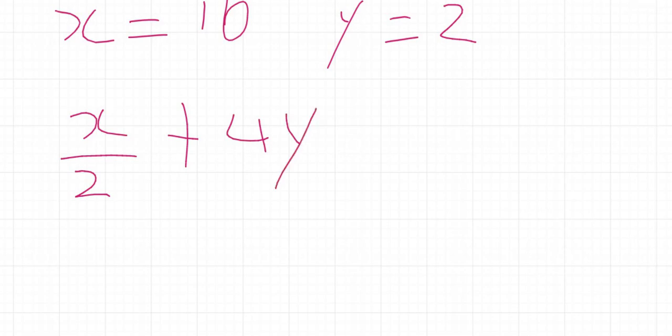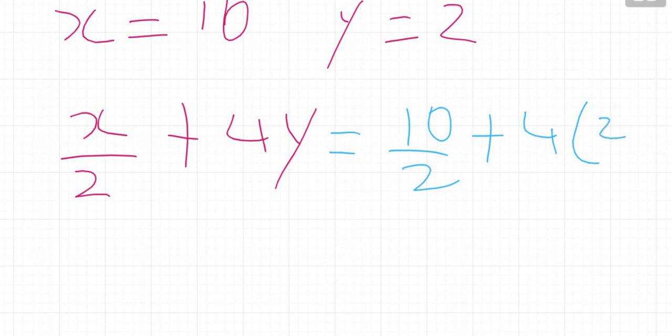It is very, very simple. I'm seeing a fraction with variables and so on. All we're going to do is substitute the values for the variables. So anywhere we see the letters, we put their respective number. So we will say x is 10, 10 divided by 2 plus 4 times 2. And so we could go ahead and evaluate this.